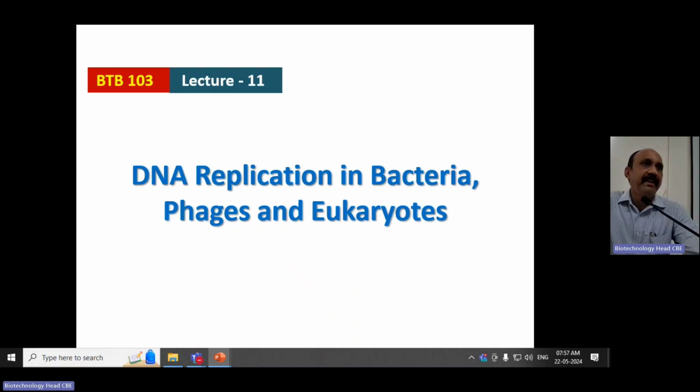Inside the cells, how the replication actually takes place. In the last class we saw the basic mechanism and the proteins involved in replication. Replication is a little bit different in different organisms. In prokaryotes it's different because it's just a circular, small genome, and in eukaryotes it's a very large genome with many chromosomes. So how can replication take place in prokaryotes, the bacteria, the phages, and also the eukaryotes?